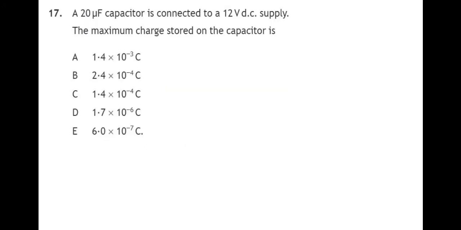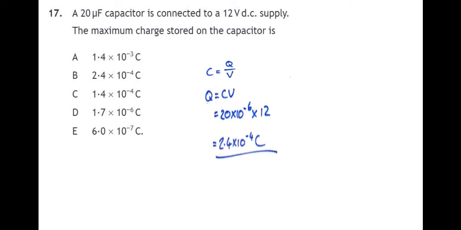Number 17. A 20 microfarad capacitor is connected to a 12 volt DC supply. The maximum charge stored on the capacitor is. So we have the supply voltage, we have the capacitance of the capacitor, so we can just use C equals Q over V, or Q equals CV, to find the charge. Capacitance, 20 times 10 to the power of minus 6 times 12 volts, gives us 2.4 times 10 to the power of minus 4 coulombs. Answer B.